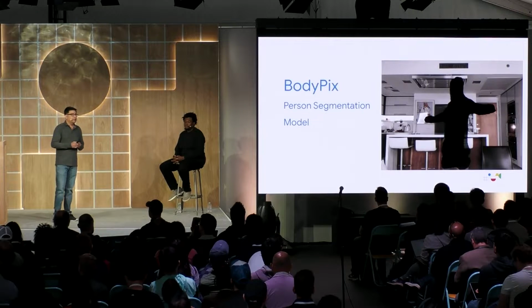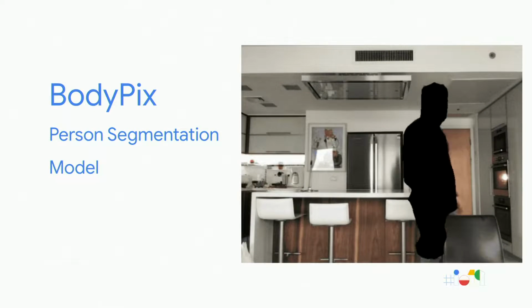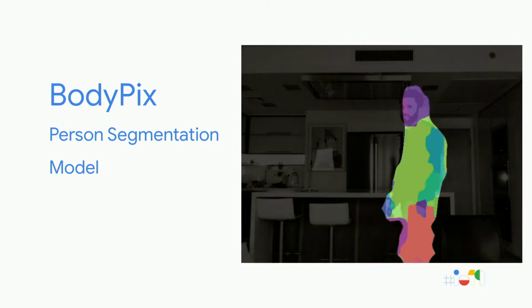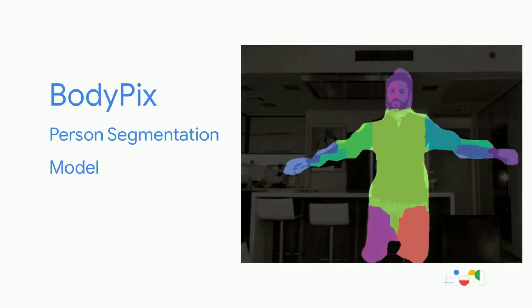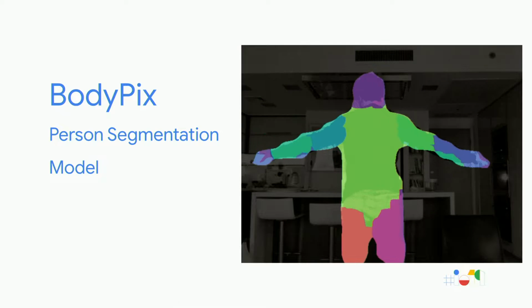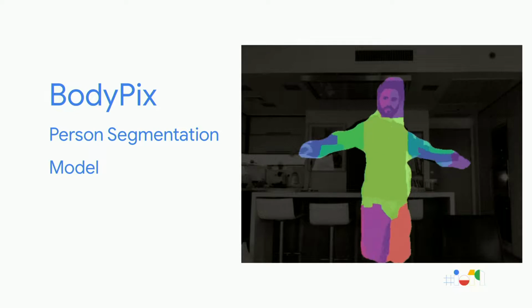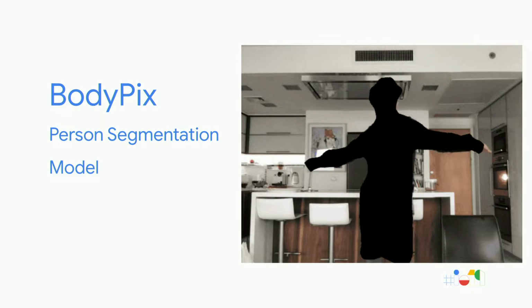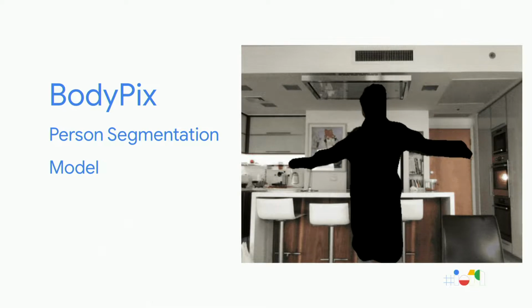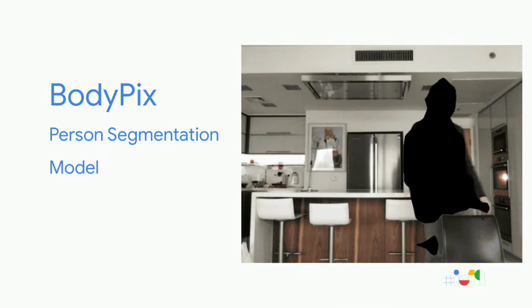So let's take a look at two examples. The first model I want to show you is an image-based model. It's called BodyPix. So this is a model that lets you take image data, and it finds whether there is a person in that image or not. And if there is a person, it will segment out the boundary of that person. So it will label each pixel as whether it belongs to the person or not. And you can also do body part segmentation, so it can further divide up the pixels that belong to a person into one of 24 body parts.